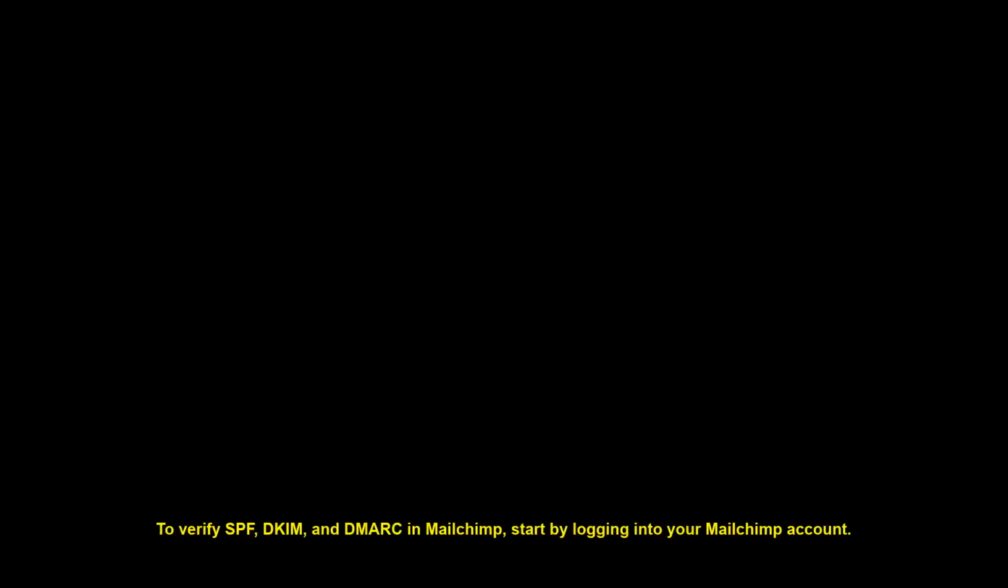To verify SPF, DKIM, and DMARC in Mailchimp, start by logging into your Mailchimp account. Go to the account icon in the bottom left corner of the screen. Select Settings from the drop-down menu. Click on Domains under the Settings section.